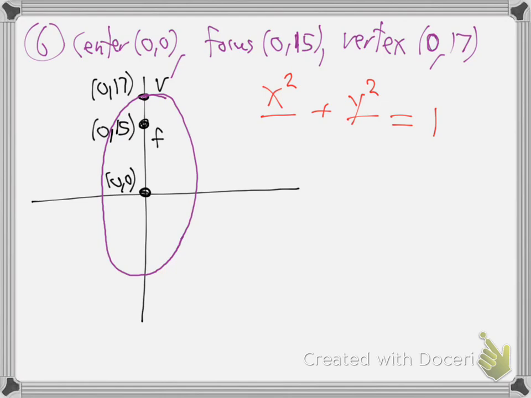Whatever's underneath x squared is how far right and left, which I have no idea right now. And whatever's underneath y, remember x is always right left. Y is always up down. So what's underneath the y is up. That I can figure out. That's 17, so that's got to be 17 squared under the y. We good there?